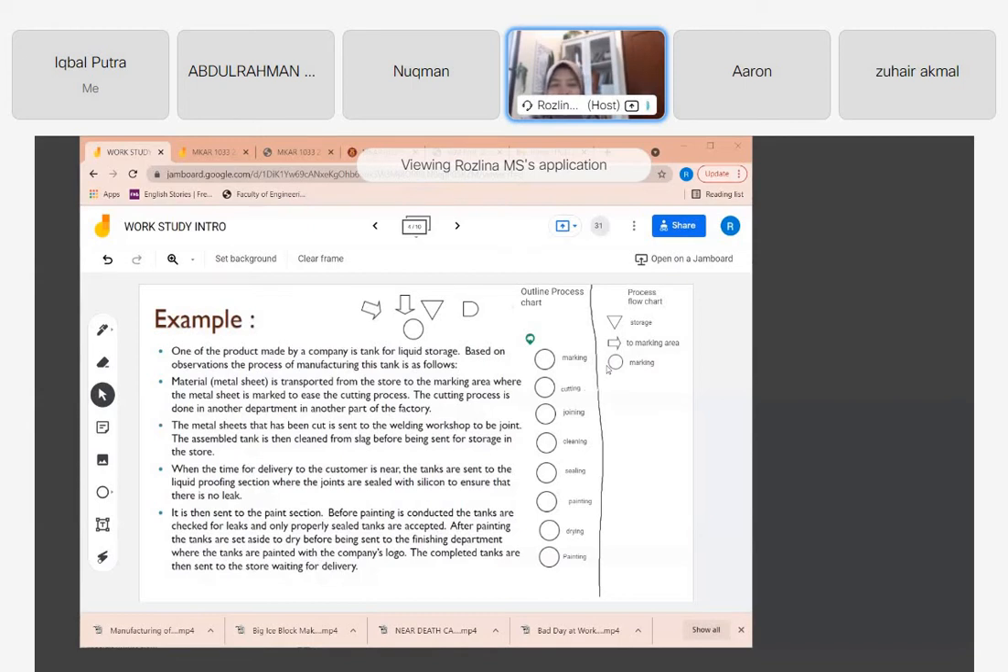So that means what should be involved? What symbols? Okay, good. You need to bring the material to the other department first. Then only you can cut. Then only you have the process of cut. Okay, but it is not to marking area, but to cutting process. To cutting process.